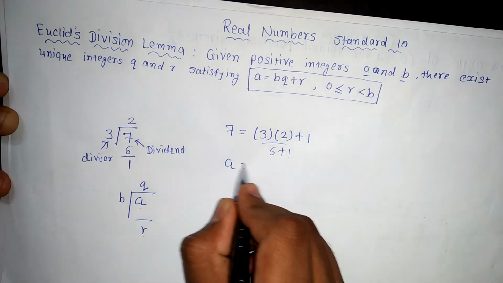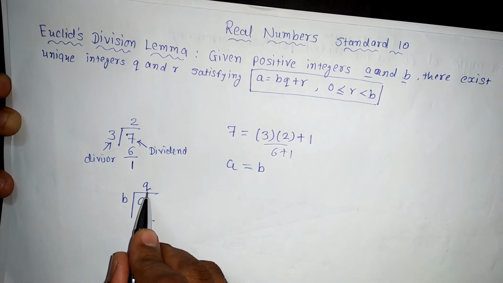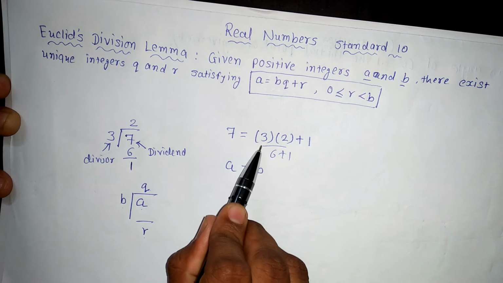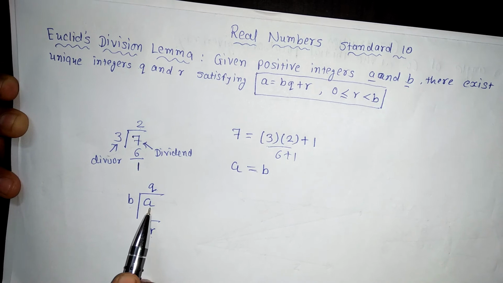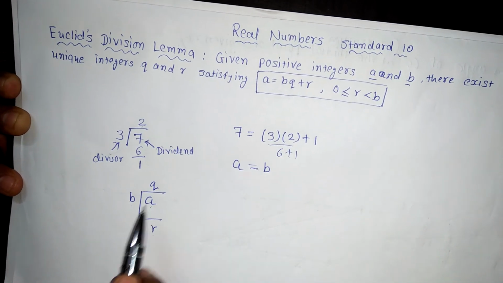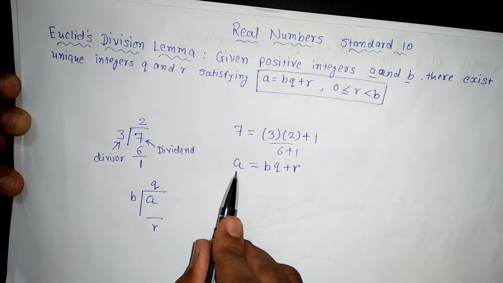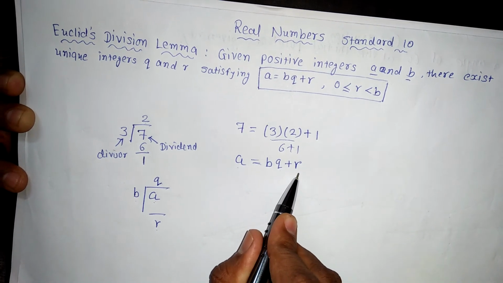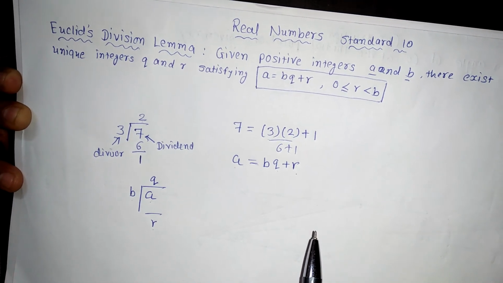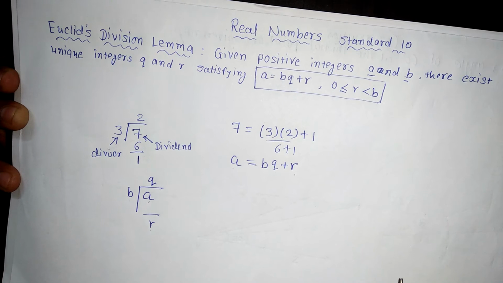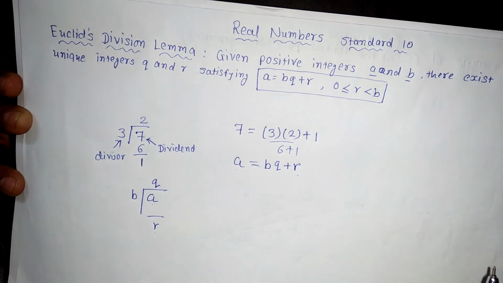In a similar way, a is equal to the divisor b into the quotient, as here the divisor was 3 and the quotient was 2. So a is equal to b, that is the divisor, into q, that is the quotient, plus r. So this statement becomes a is equal to bq plus r. This is Euclid's division lemma. What is the meaning of lemma? A lemma is itself a theorem, a small theorem, or we can say a helping theorem, which is useful to prove a larger theorem. On the basis of that, we can solve a larger theorem.